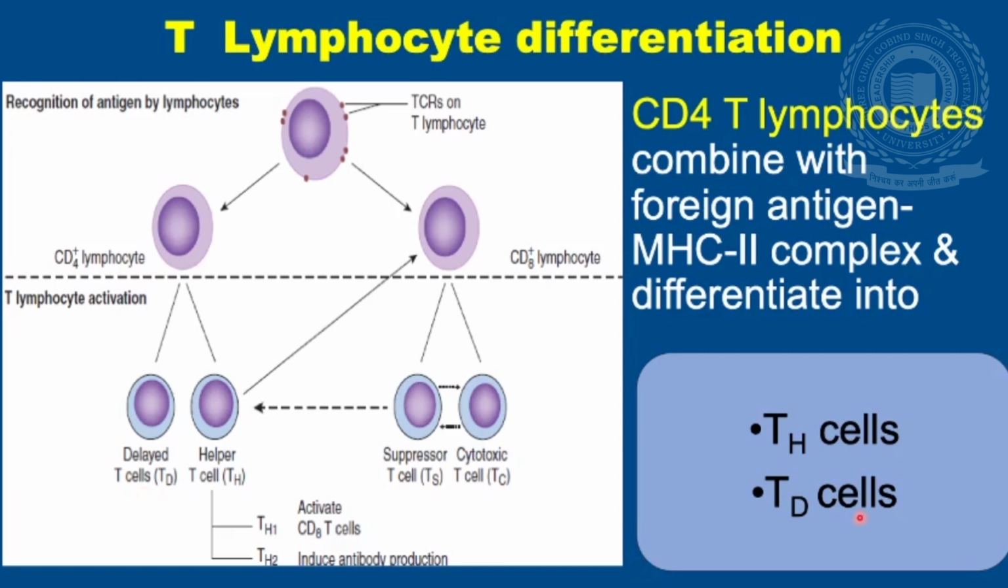There is a terminology known as T-T cooperation. The differentiation of T lymphocytes into T helper cells, cytotoxic cells, suppressor cells and the delayed hypersensitivity cells is interdependent. So this conversion is interdependent. This interdependence is known as T-T cooperation.